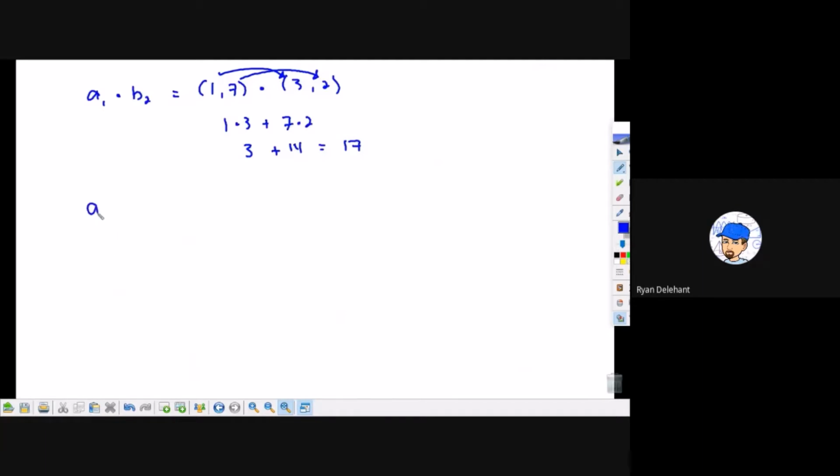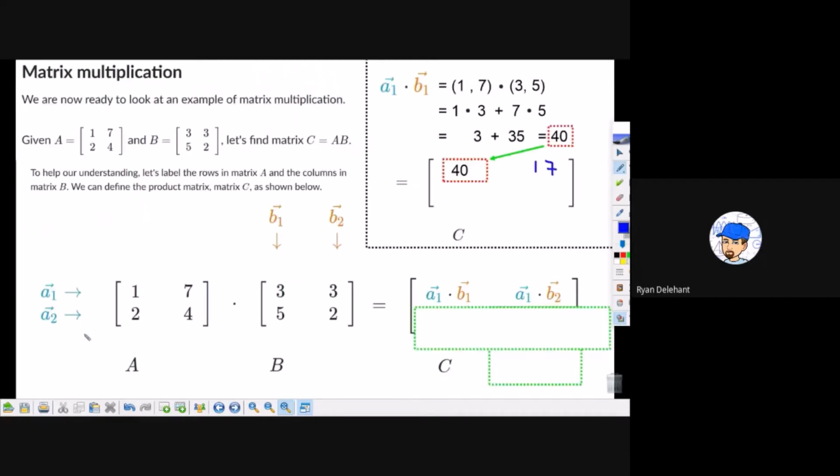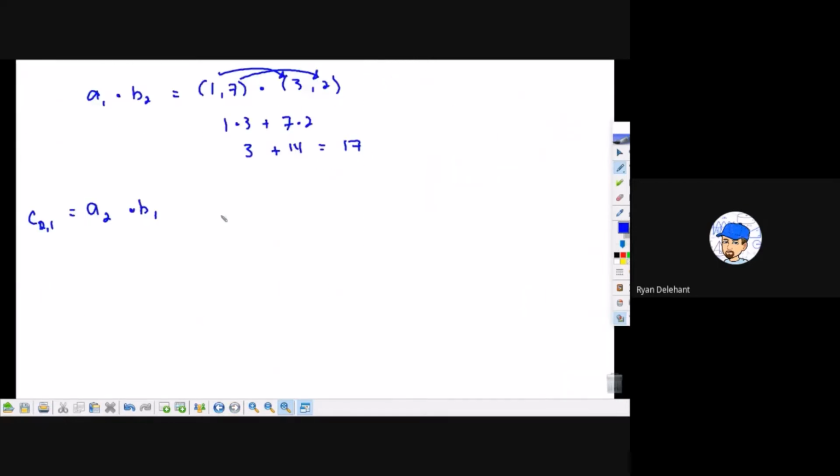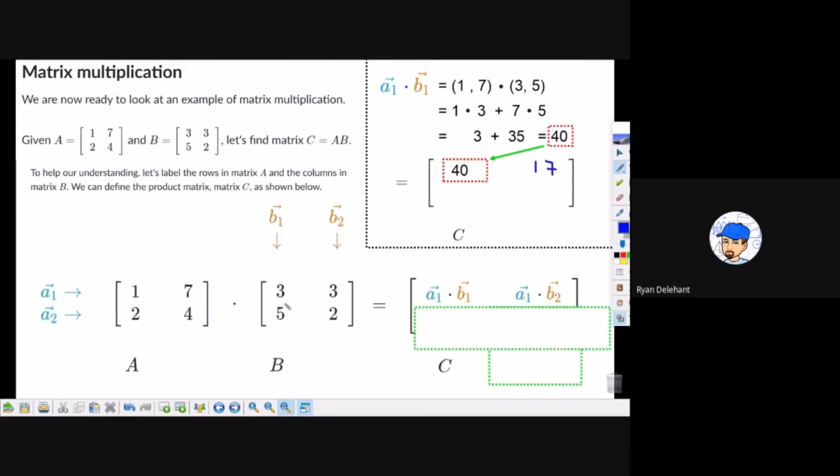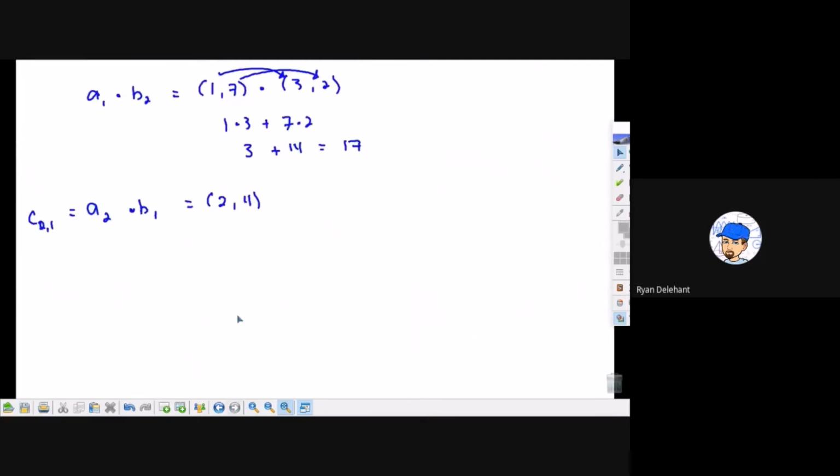Let's work the other ones, because we're going to do A2 times B1. Now think, this is the position in the new matrix. So in our new matrix C, this is element 2, 1. That's how we find it. We use the first matrix as our row and the second one as our column. It tells us which things to multiply. So A2 is the 2 and the 4. And this time we're going to multiply by the 3 and the 5 because we're in the first one.